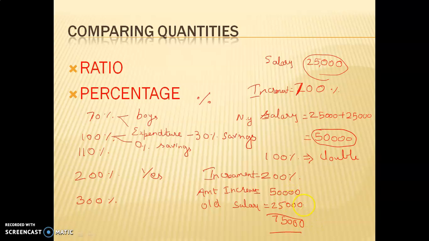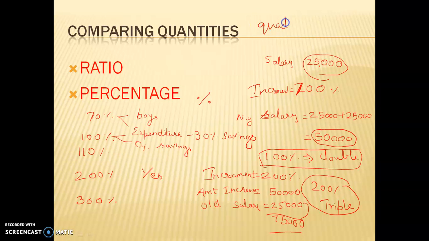What has happened comparing this 25 and 75? It is triple. So 100% implies doubling. 200% implies triple. So what will be for quadruple? Yes, it is 300%. So we can talk about percentage greater than 100 also. It is not clear in your text, but I hope you will understand by this explanation.